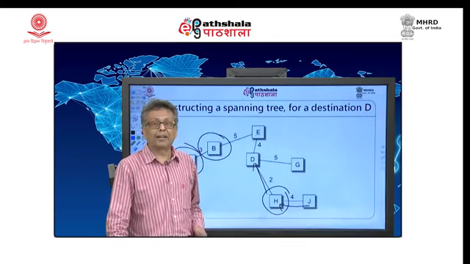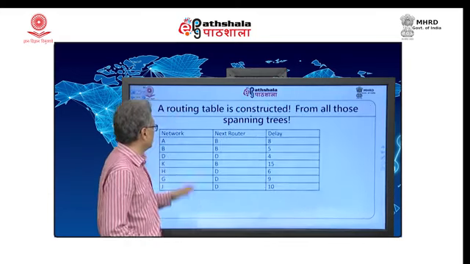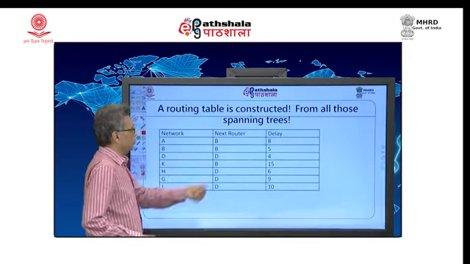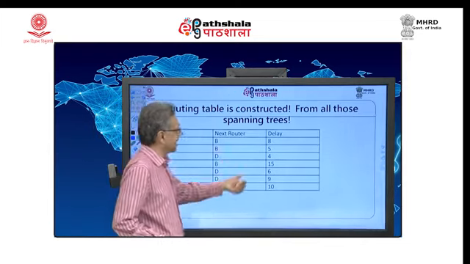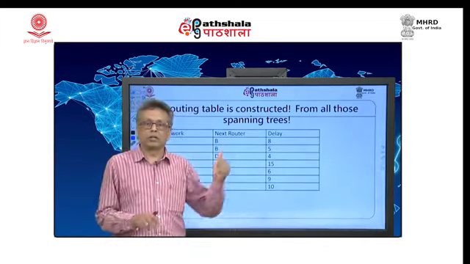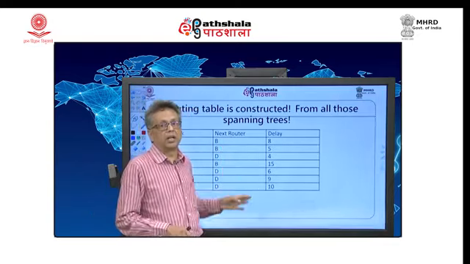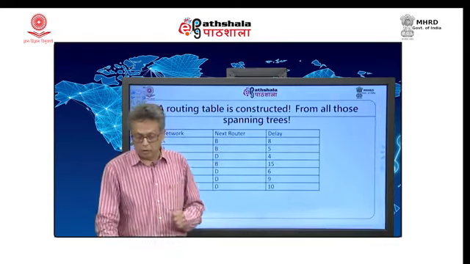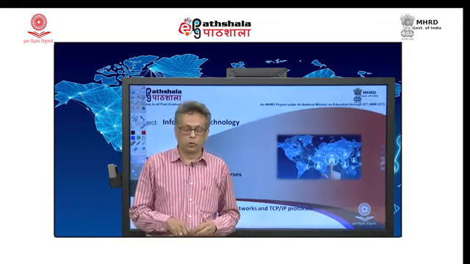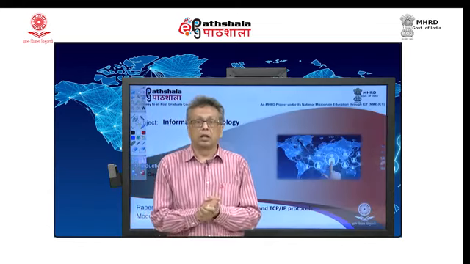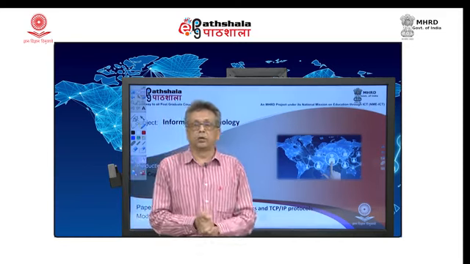Eventually, for every network you have the best next router and exactly what the delay is. You can calculate and see that, and this is basically our routing table. This is how link state generates the routing table. With that note, I will conclude this particular module.